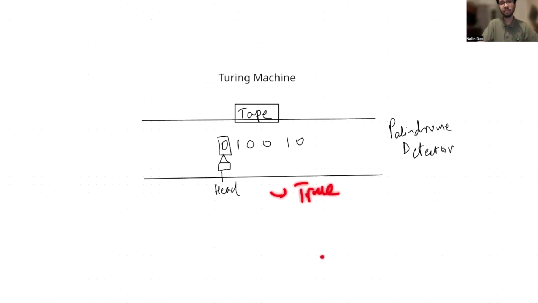So this is a simple palindrome detector, which is a type of Turing machine. Another task that you can also take a look at is that a Turing machine increments a binary number. A Turing machine can be used to increment a binary number.